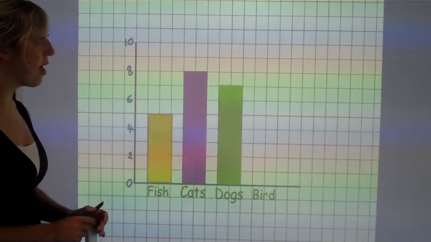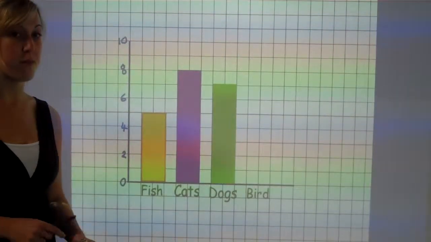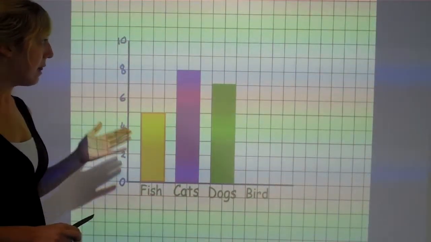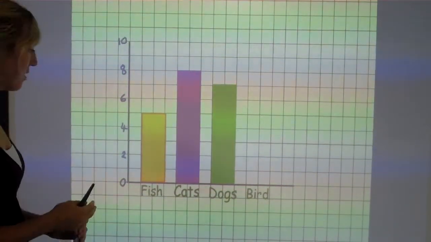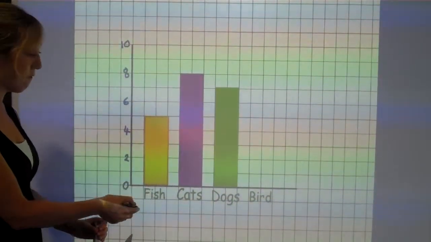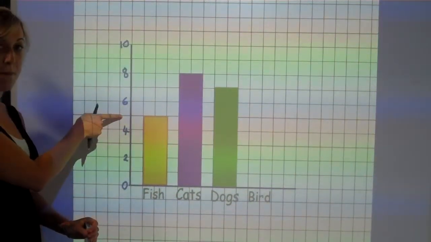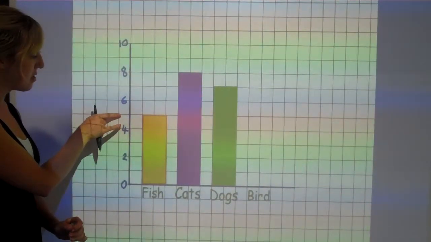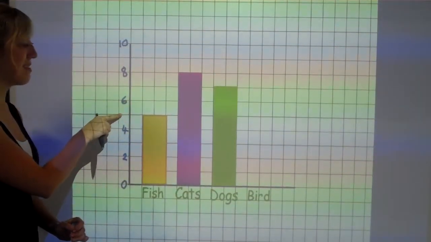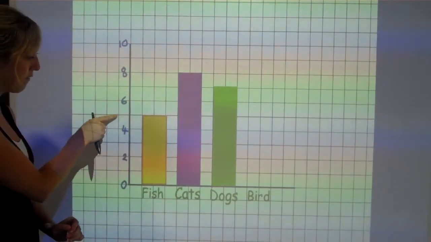Okay, so you'll have a question in a stats paper that will ask you to interpret information from a bar chart or a grid. So this one we've got a bar chart, and it will probably ask you questions such as how many people have fish, in which case you'll have to look along. Now you'll see there's not a number there, you need to work out what the number is that's between the two. So if this one's 4 and that one's 6, obviously the number between the two is going to be 5. So 5 people like fish.